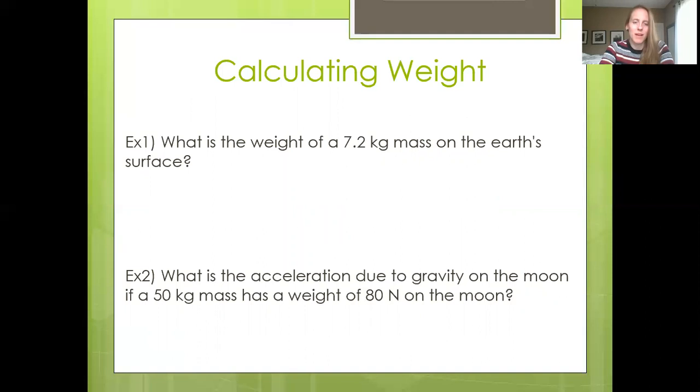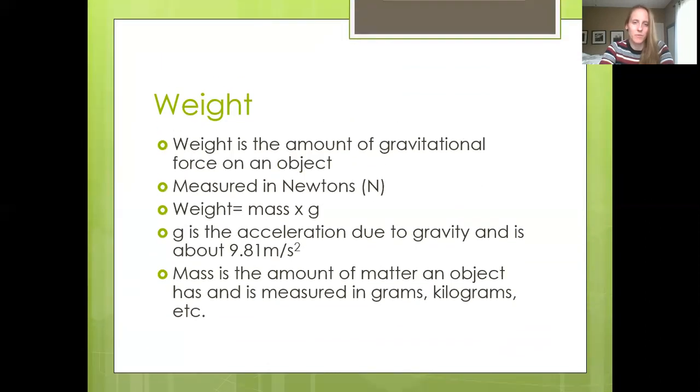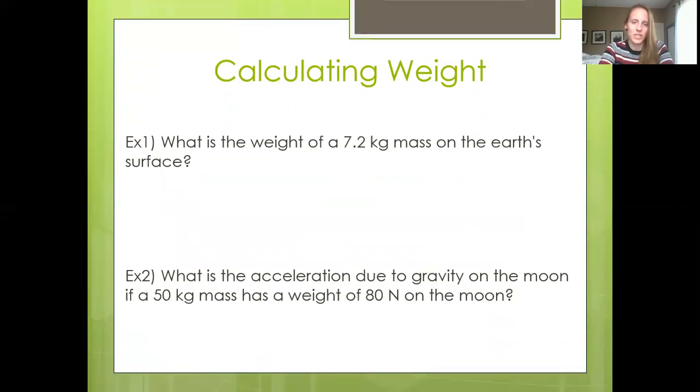Okay, so as we talked about, weight is just mass times the acceleration due to gravity, which is g. So if I said, what is the weight of a 7.2 kilogram mass on the Earth's surface, we would just take 7.2, multiply it by 9.81, and that would be our answer. Okay, you can try the second question on your own there. In that case, you're plugging in mass and weight and solving for your g value.